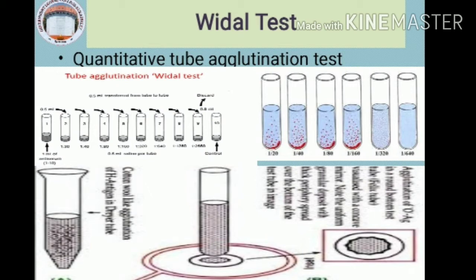Agglutination in H and O antigen added dilutions indicates Salmonella typhi infection. Agglutination in AH and O antigen added dilutions indicates Salmonella paratyphi A infection. Agglutination in BH and O antigen added dilutions indicates Salmonella paratyphi B infection. A titer of 1/100 or more for O antigens and 1/200 or more for H antigens signifies active infection.